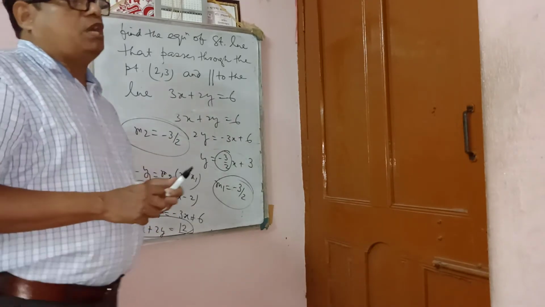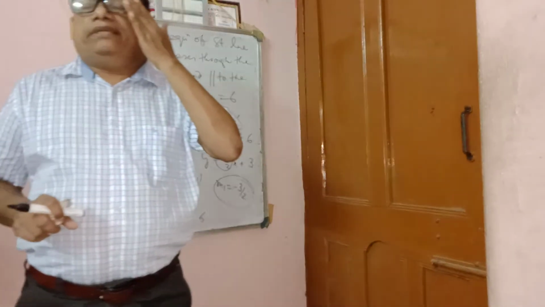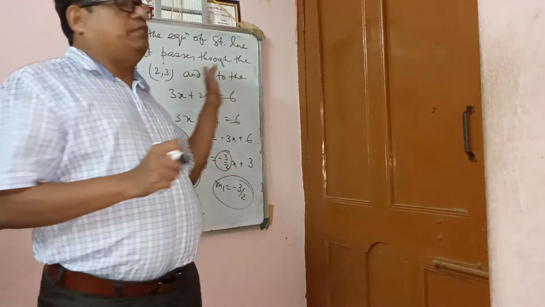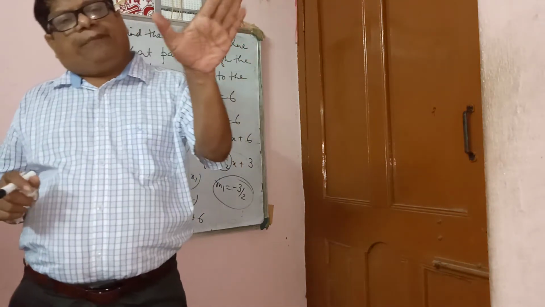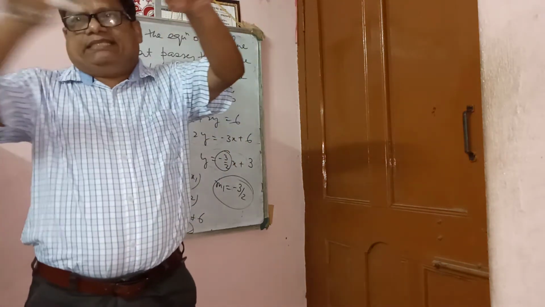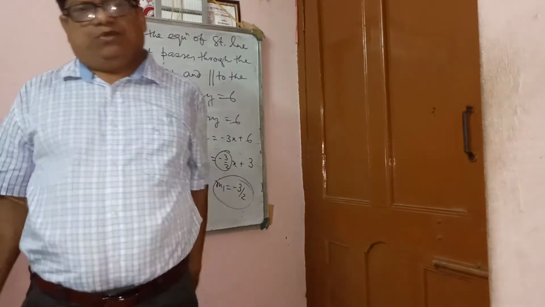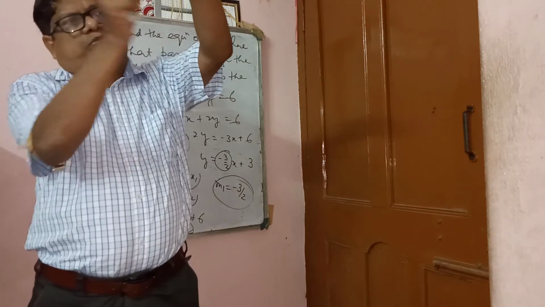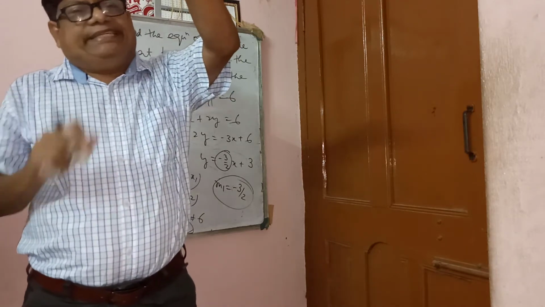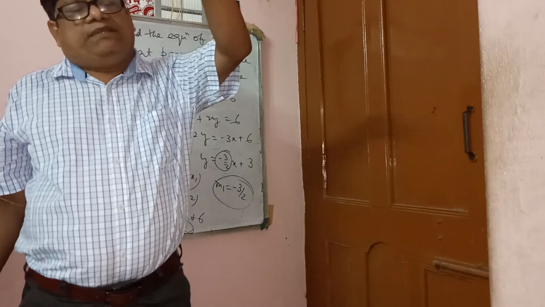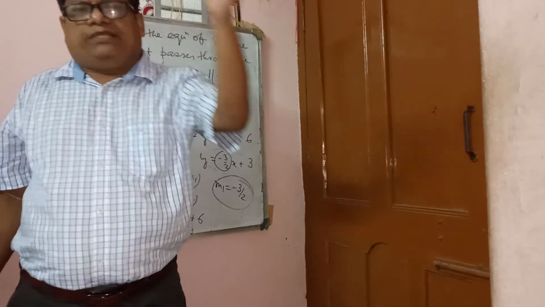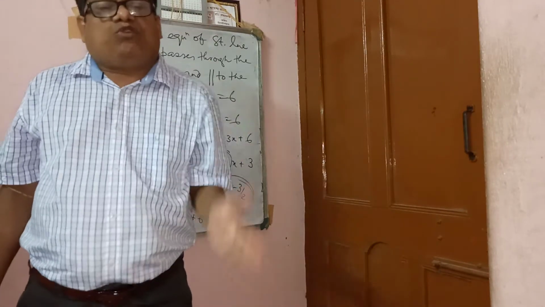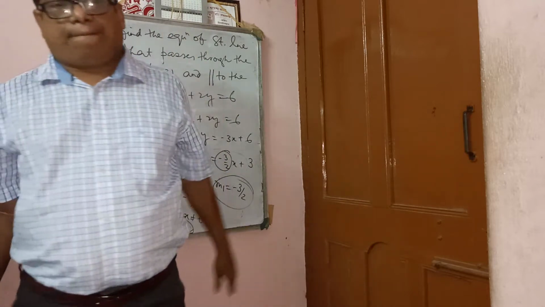First, how to solve this type of sum? Just look at it. A line is given and a parallel line is to be found. Whatever line is given, first find its gradient. That is, arrange the equation as y equal to mx plus c.